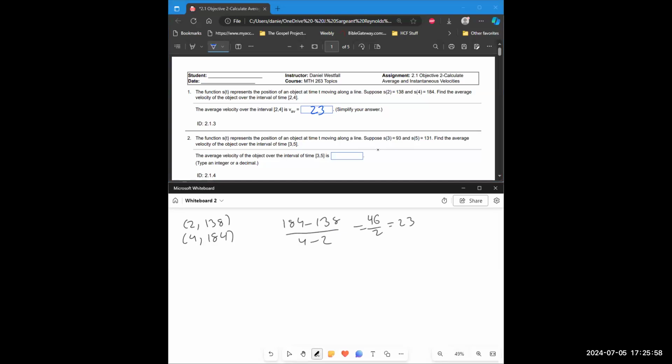And next question, function s of t represents the position of an object at time t moving along a line. Suppose s of 3 is 93 and s of 5 is 131. Find the average velocity of the object over the interval of 3 to 5. It's 131 minus 93 over 5 minus 3. So that's going to be 38 over 2, which is 19.